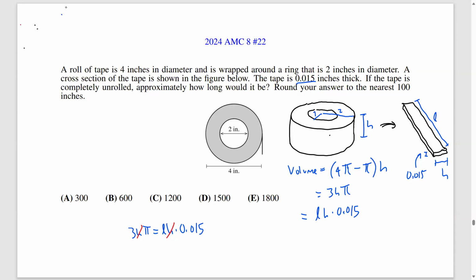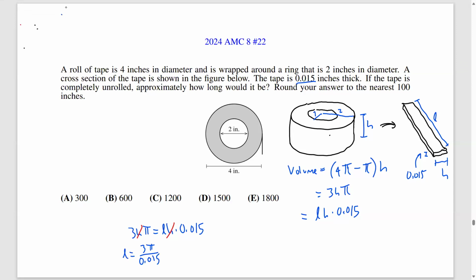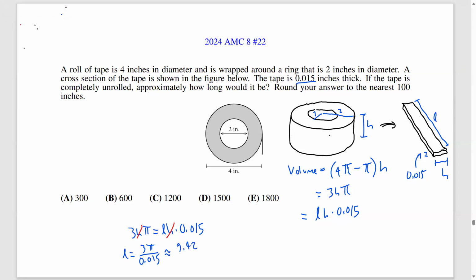And so we get that L, the length of the unrolled tape, is 3 pi divided by 0.015. And remember, pi is 3.14, so we can approximate this as 9.42 over 0.015. This is approximately 600. So the answer is B.